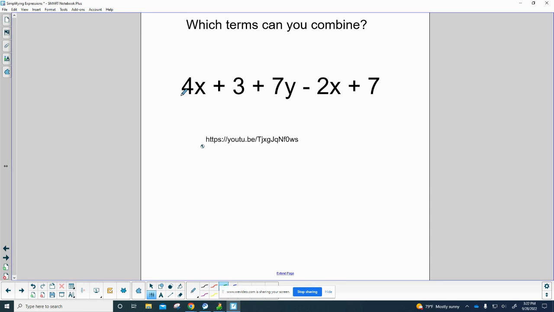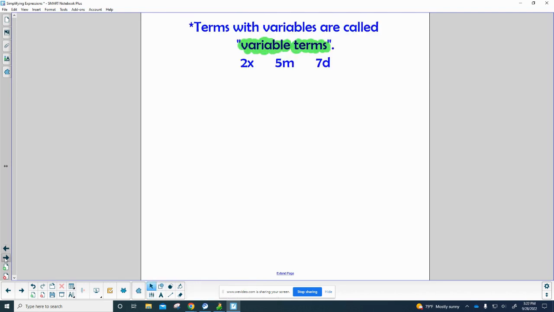So an expression is just something that looks like 4x plus 3 plus 7y minus 2x. Just some mathematical expression that has little terms in it that are describing something that we may be trying to figure out. And then they can come in all kinds of shapes and sizes. So let's see what we're talking about here.